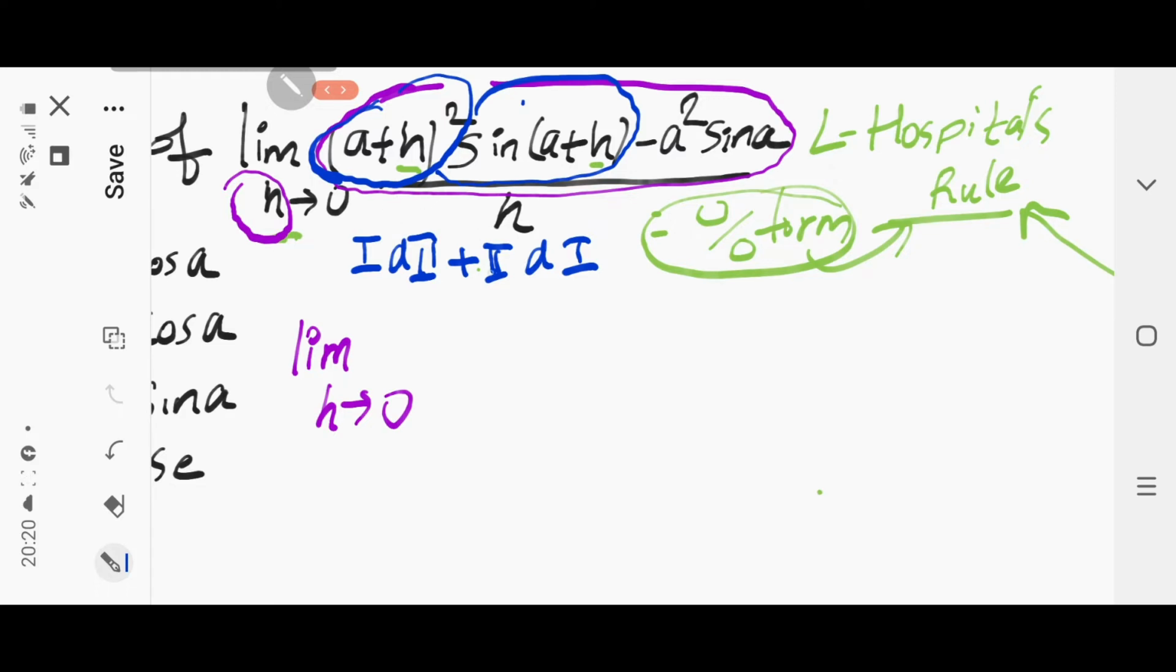Therefore you take the derivative of the numerator. When you take the derivative of the numerator, here there are two functions in the form of multiplication. Therefore you go for which rule? Product rule. See, what is the first function?